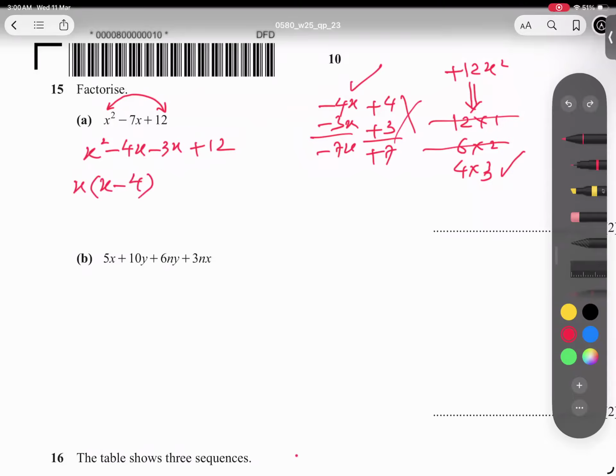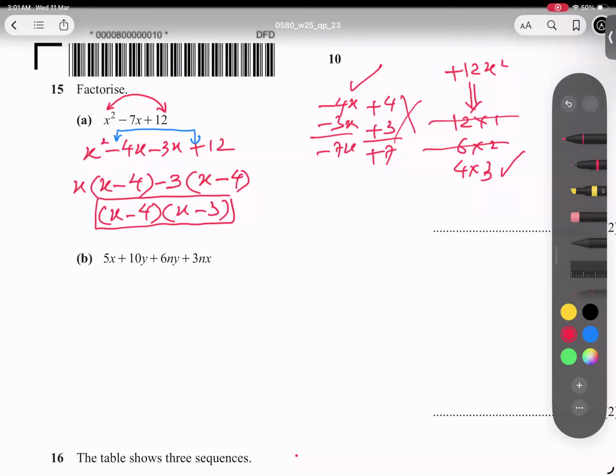What else matches here? 3. 3 goes outside. But an important part: are these signs the same? If these signs are the same, make sure the outside is plus. But if these signs are different from each other, the outside is minus. Why minus? If I take a minus sign outside as common, minus becomes plus and plus becomes minus. So 3 and -4. And check it, now it matches. So I think it's clear. (x - 4) I have taken outside. What is left behind? (x - 3). And this is my final answer.